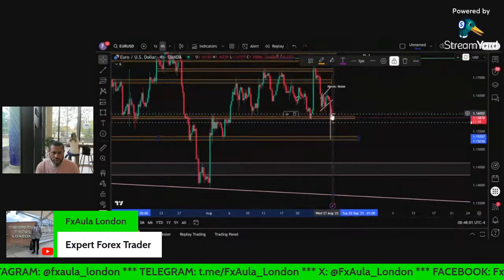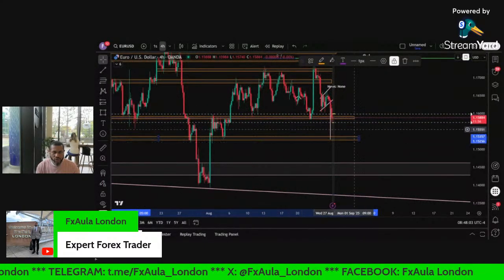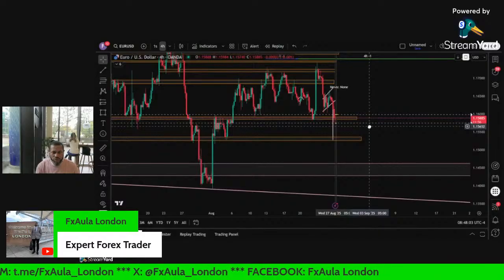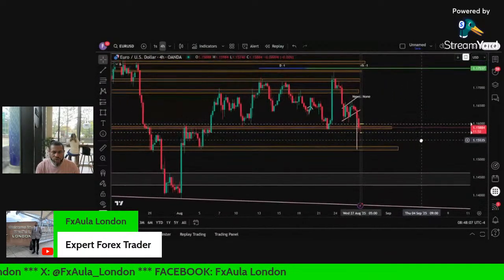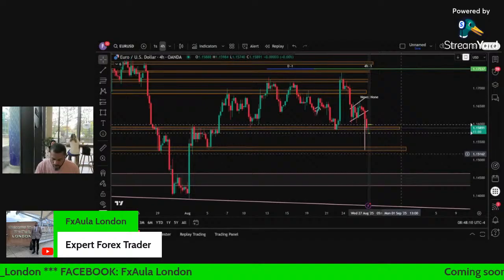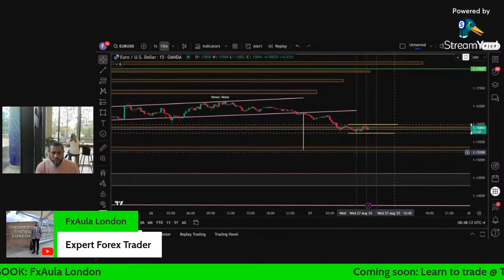Oh yeah, look at the target. The target goes directly to the zone. So I think we may be in for shorts. So we might actually try to take position for shorts. Let me see what's happening on the 15-minute time frame again.